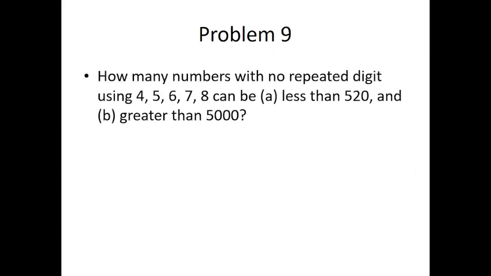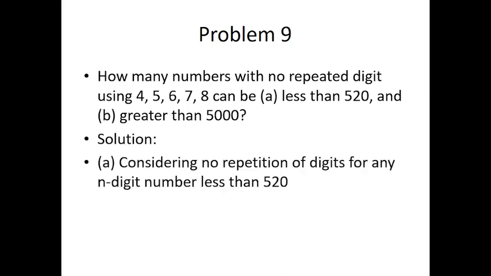Problem 9. How many numbers with no repeated digit using 4, 5, 6, 7, 8 can be, letter A, less than 520 and letter B, greater than 5,000? So let's analyze. Solution to the problem. For letter A, considering no repetition of digits for any n-digit number less than 520.